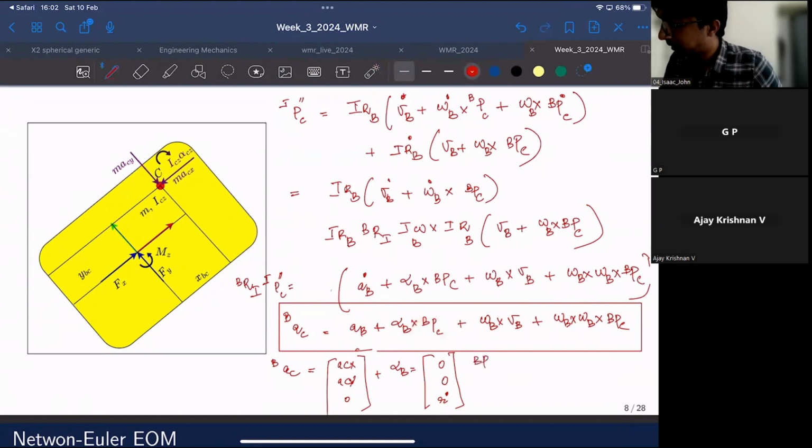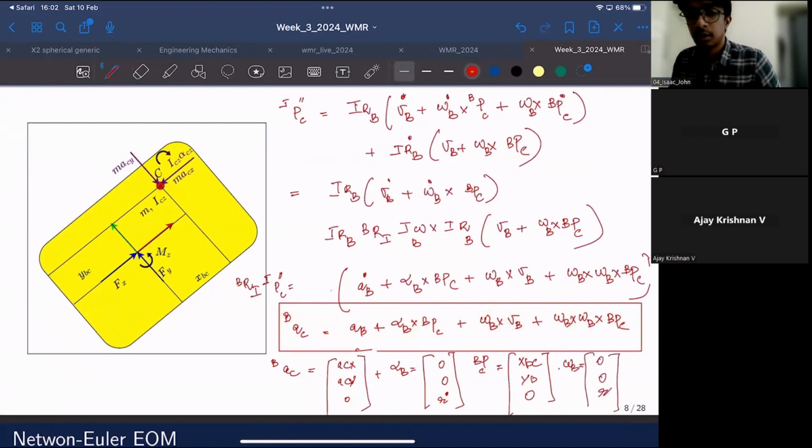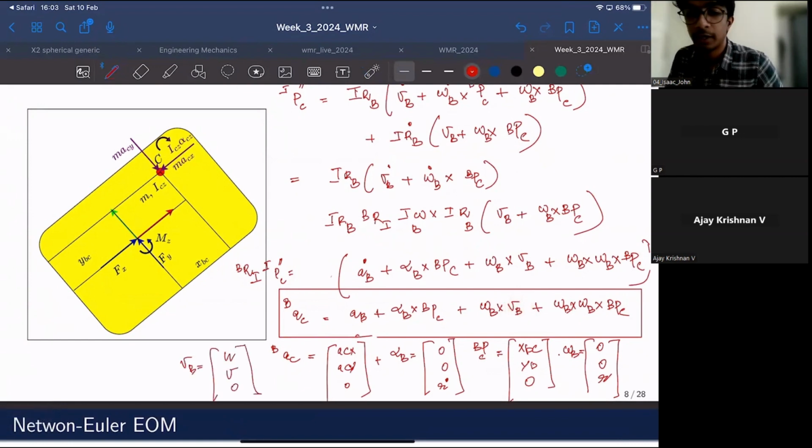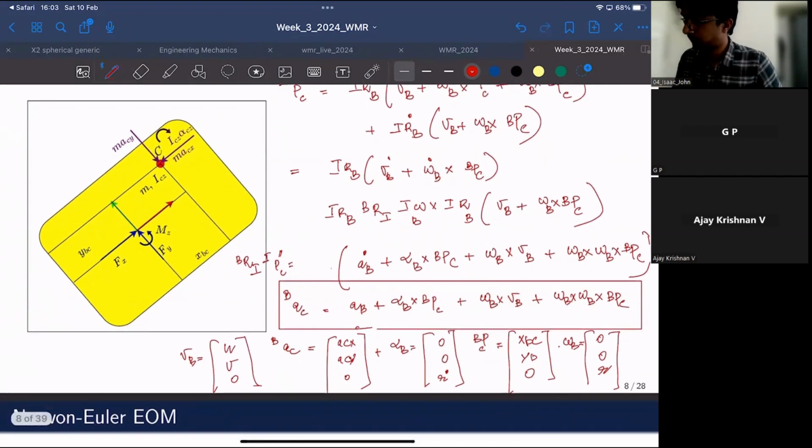Then what about this term, BPC? The position vector of C with respect to B is nothing but these terms in this diagram, XBC and YBC. So it will be XBC, YBC is 0. Then what about omega B? We all know what omega B is. Omega B is 0, 0, r, right? Then we also know what VB is. VB is nothing but u, v, and 0, all the linear components of velocities.